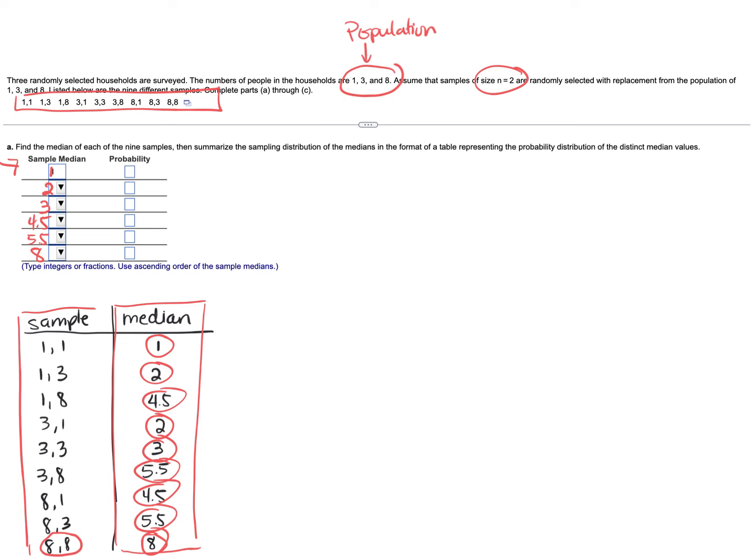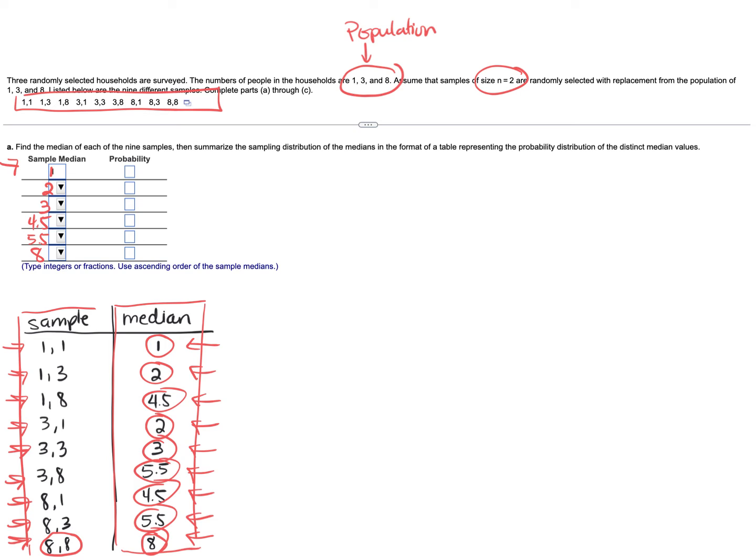Okay, so if we take a look at all the possible ways of picking two numbers from these three numbers, you can see that there are 1, 2, 3, 4, 5, 6, 7, 8, 9 ways of picking two numbers from that population of three numbers. So that means that there are 9 potential different median values that we can get.